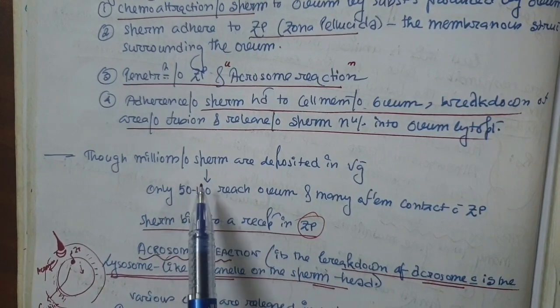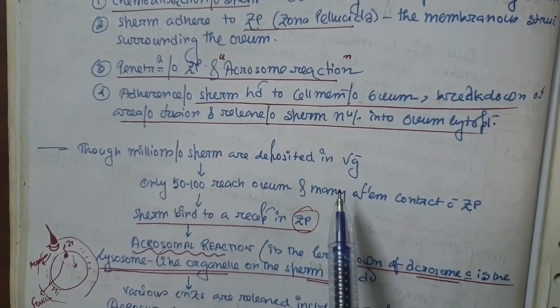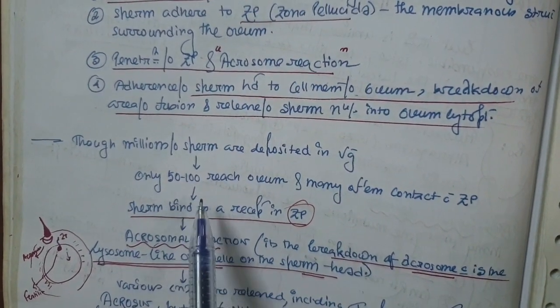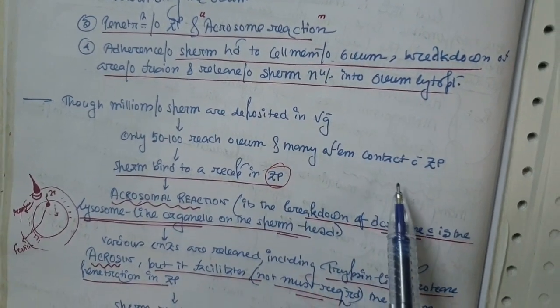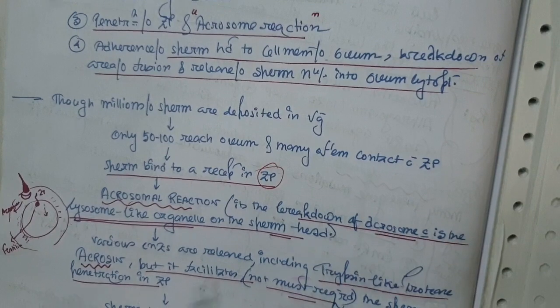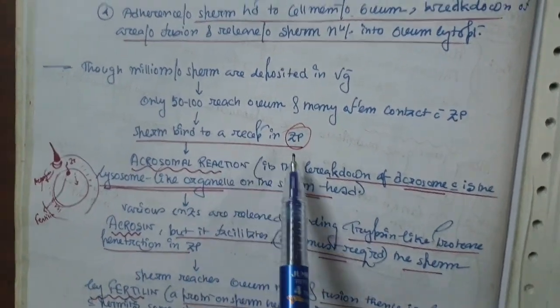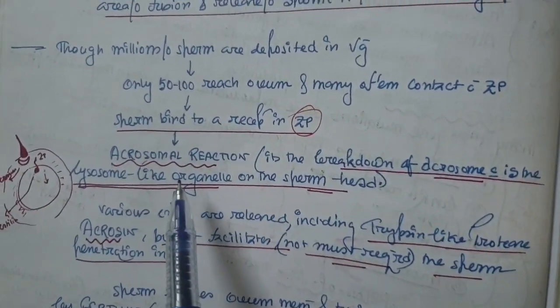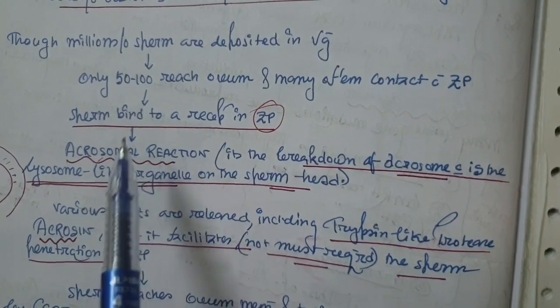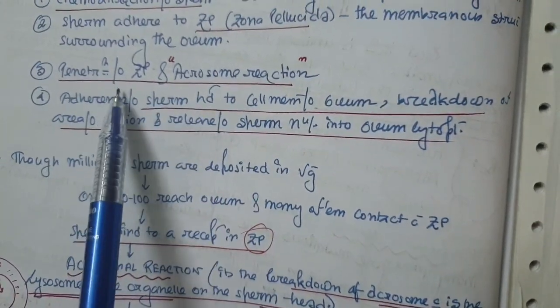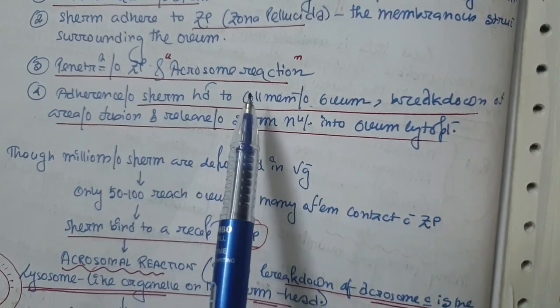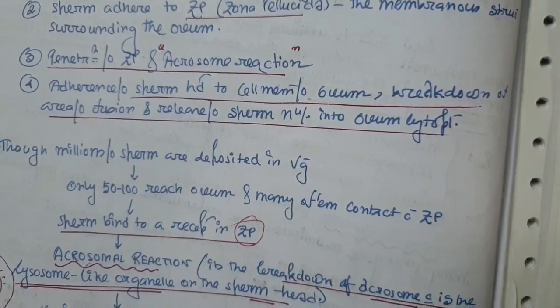Now, though millions of sperm are deposited in the vaginal tract, only 50 to 100 reach the ovum, and many of them contact the zona pellucida. The sperm bind with a receptor in the zona pellucida and there is the acrosomal reaction, which we already talked about in point number 3, that is, penetration of the zona pellucida and the acrosome reaction.